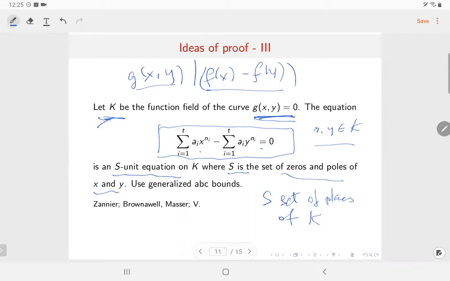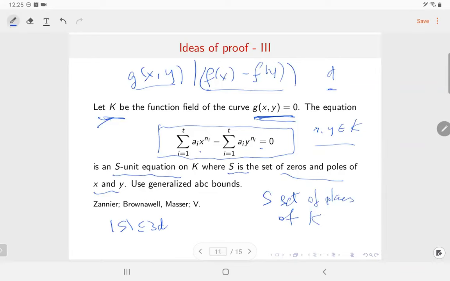And how many zeros and poles are there? If this curve has some degree d, x has d zeros, because x equals zero is a line. There are d points at infinity, and y also has d zeros. So both x and y will have poles at these d points at infinity, and each have d zeros. S could have fewer, but it certainly is at most 3d.